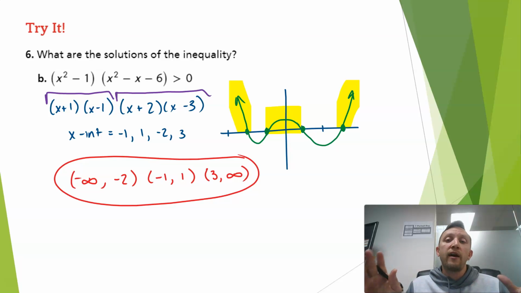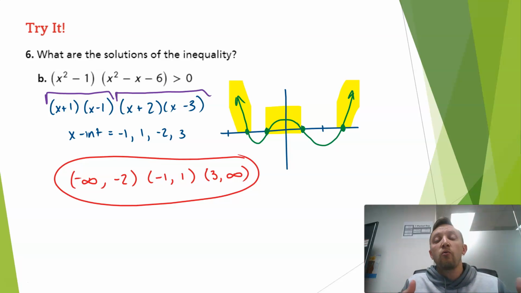So you just sketch a graph, throw those x-intercepts down. And now we want to identify where is it going to be greater than 0. Where is it going to be positive? So that would be above the x-axis. So that's going to happen on those parts of the graph that I highlighted in yellow.